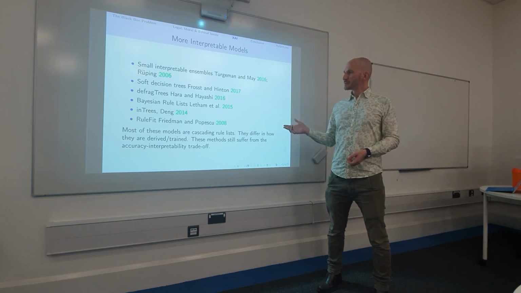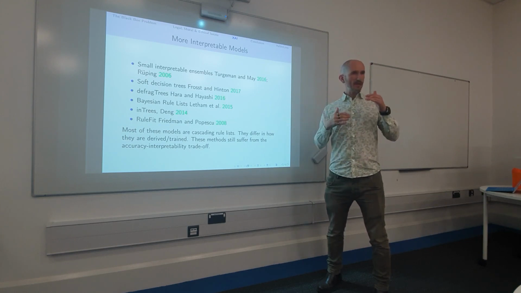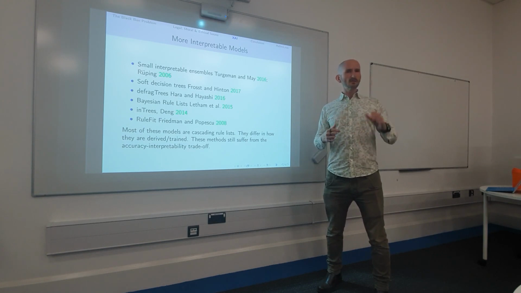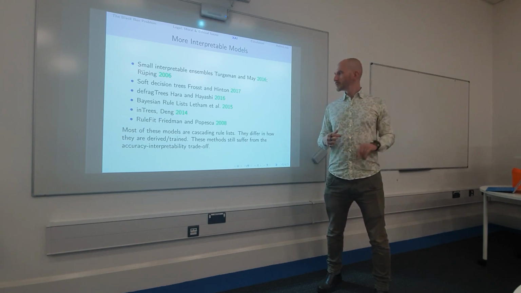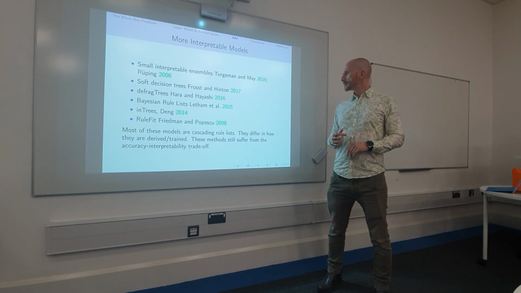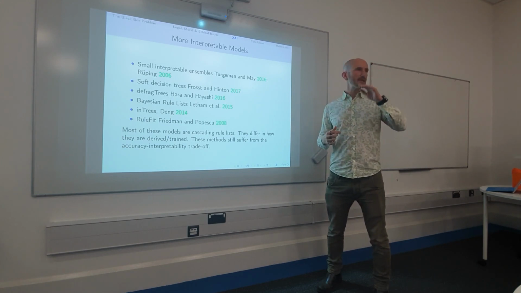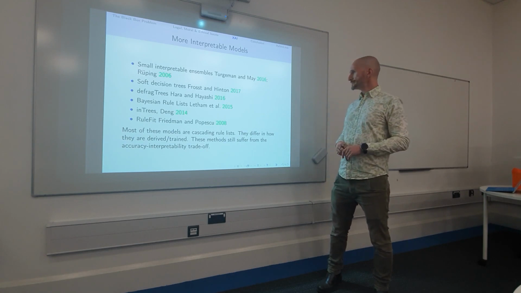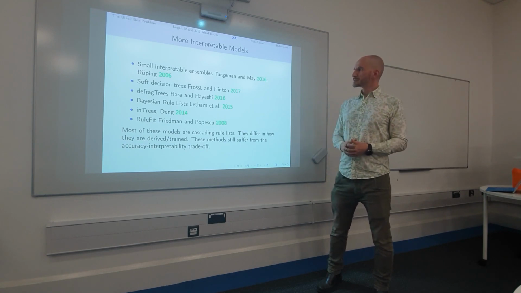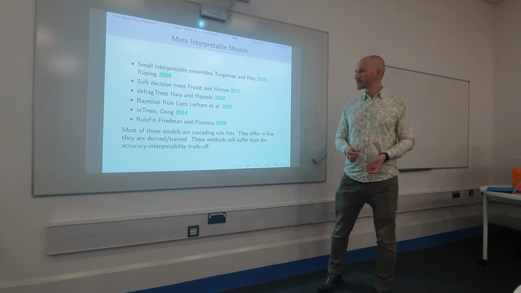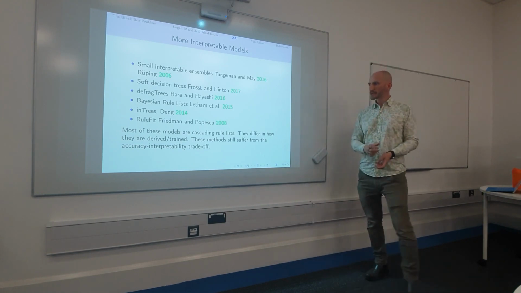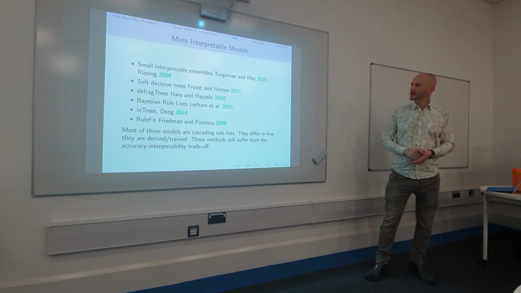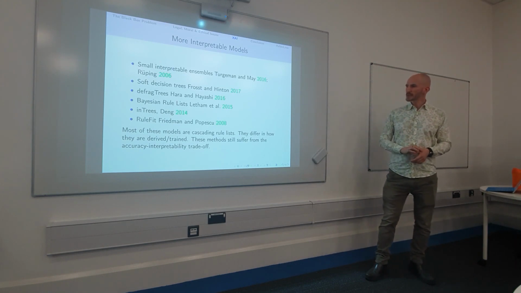Most of these models take the shape of a cascading rule list. So rather than a decision tree, it's like a rule list, and you work your way down the list and find the rule that matches your particular data item. These approaches just generally differ in the way that the models are trained and the rules are derived, and the types of rules they can generate. But that's the general approach that's taken.